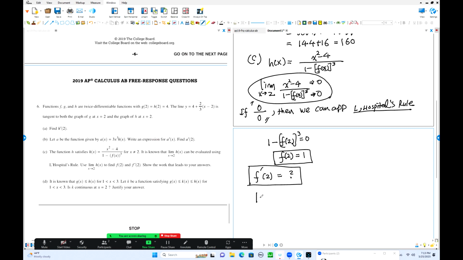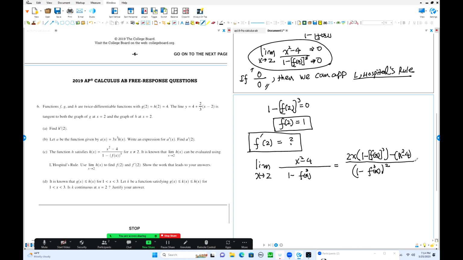This is a little hard to understand. The limit as x approaches 2 of x squared minus 4 over 1 minus f of x cubed. Take L'Hopital's rule. After that, the numerator: the derivative of x squared minus 4 is 2x, times the denominator 1 minus f of x cubed, minus the numerator x squared minus 4 multiplied by the derivative of the denominator.